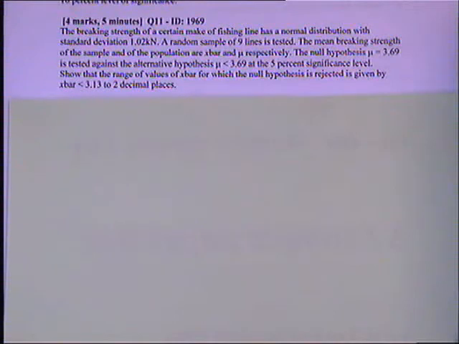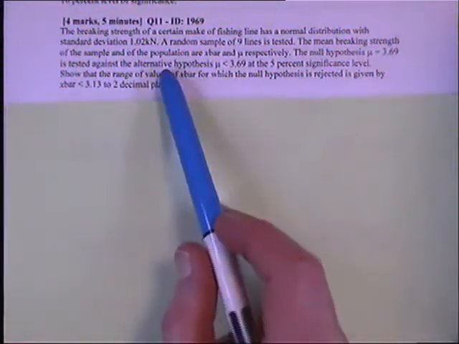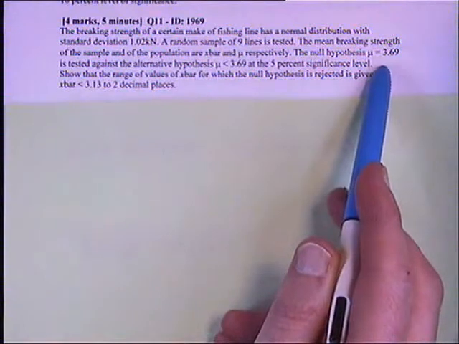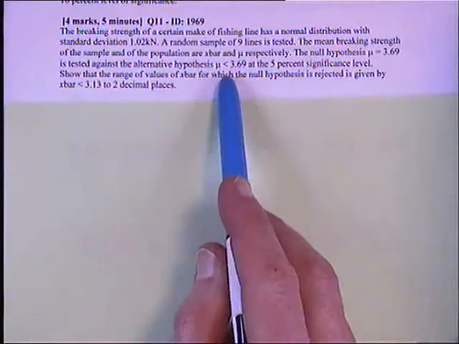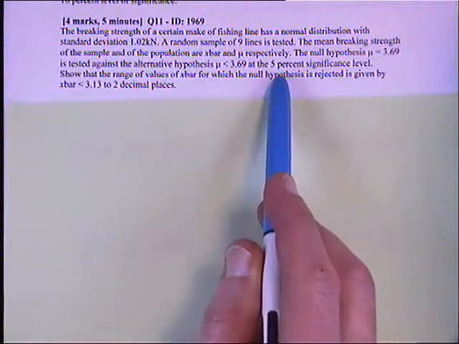The breaking strength of a certain make of fishing line has a normal distribution, standard deviation 1.02. A random sample of 9 lines is tested. The mean breaking strength of the sample and of the population are x bar and mu. The null hypothesis is mu is 3.69. It's a one-tail test, so the alternative is mu is less than 3.69, at the 5% level.